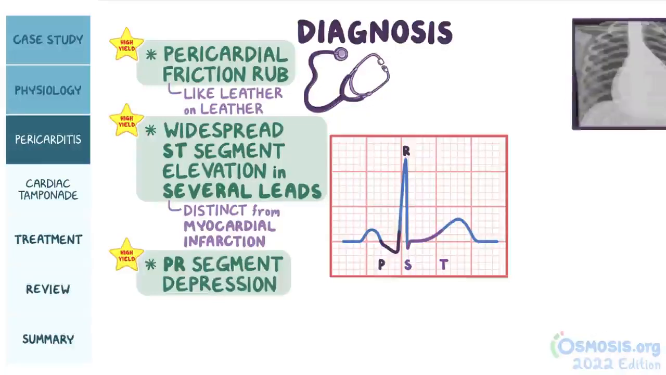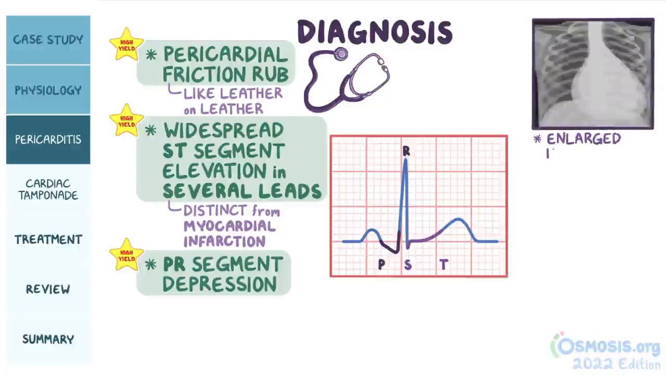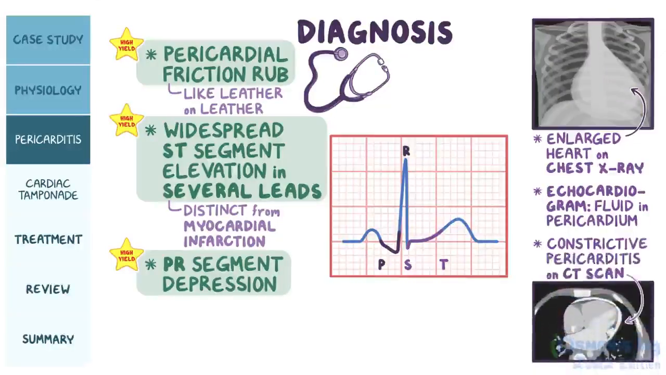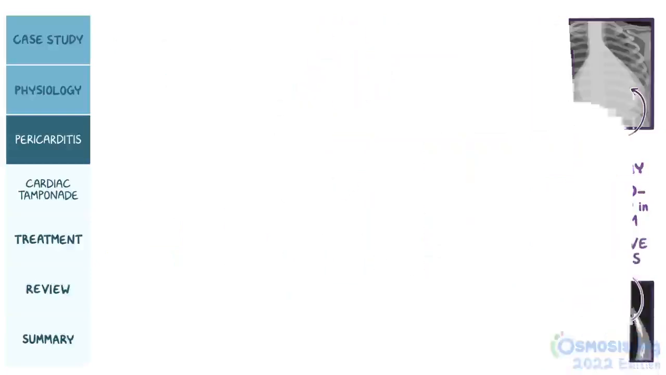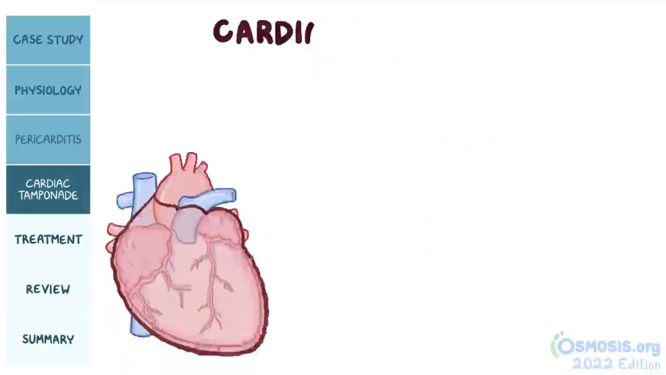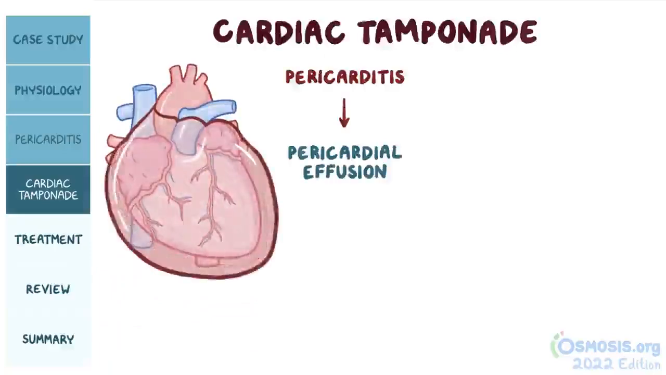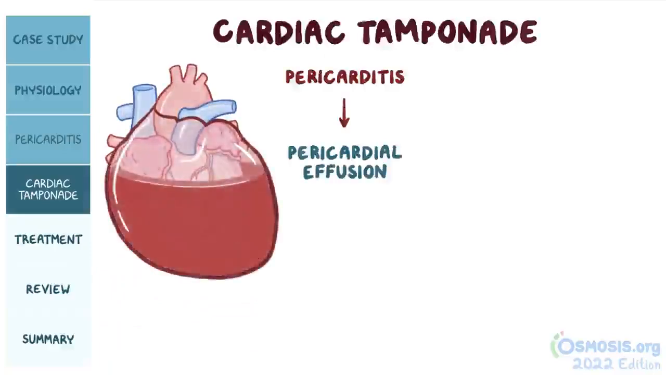On imaging, pericarditis can show up as an enlarged heart on chest X-ray, and an echocardiogram can show fluid in the pericardium. In constrictive pericarditis, a CT can detect calcifications and thickening of the pericardium. Okay, there's one more thing to talk about, which is cardiac tamponade. Pericarditis can lead to pericardial effusion when fluids begin to pool in the pericardial space, and the serous pericardium can't remove it as quickly as it builds up.